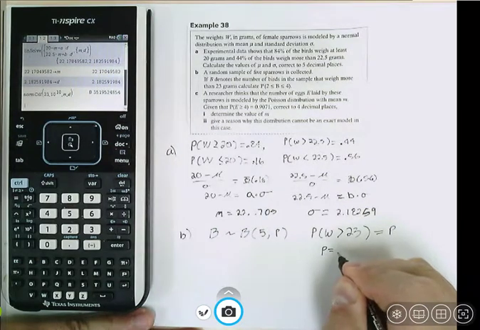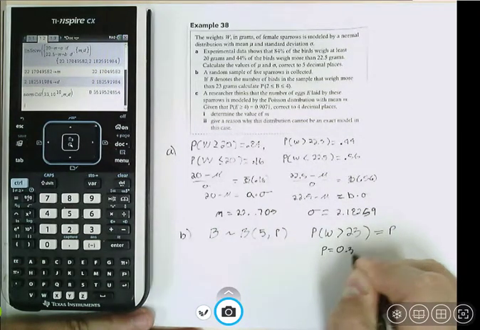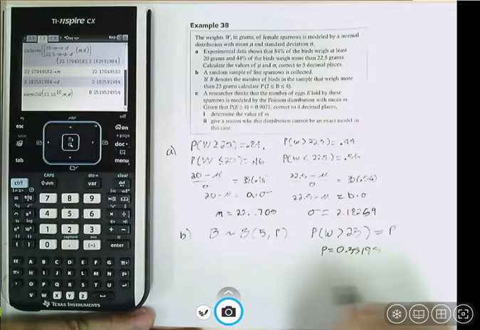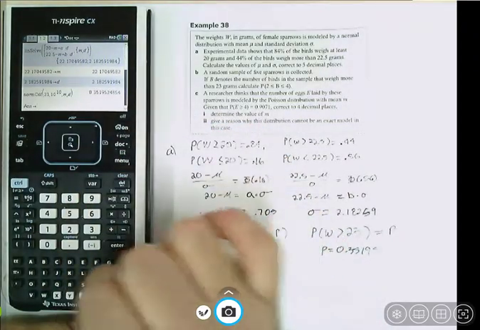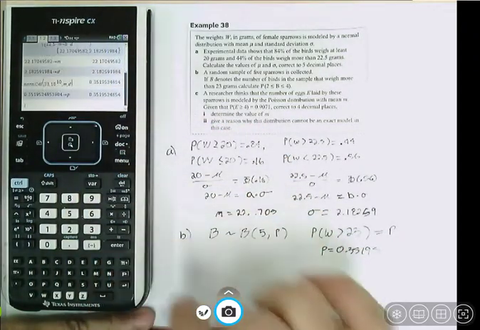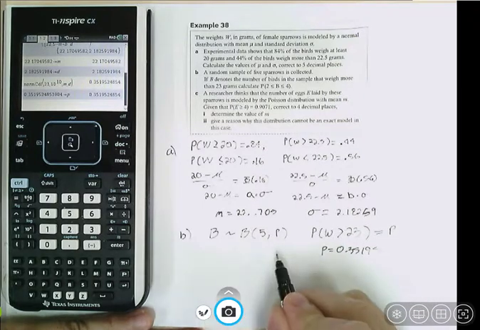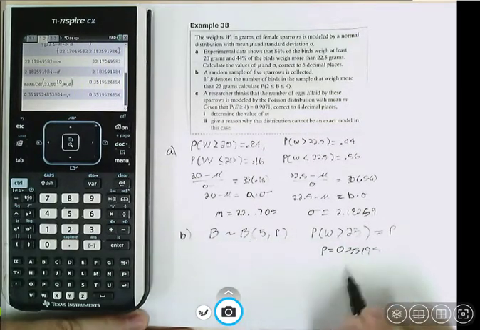I'd come up with this value. Comes out to about 0.35195 and so on. But why don't I store that as P to help? I'm going to have to find out what this probability is, so I'm going to store that as P, right? And now my probability is there. Now I can come back to this binomial distribution. I figured out what my P is.